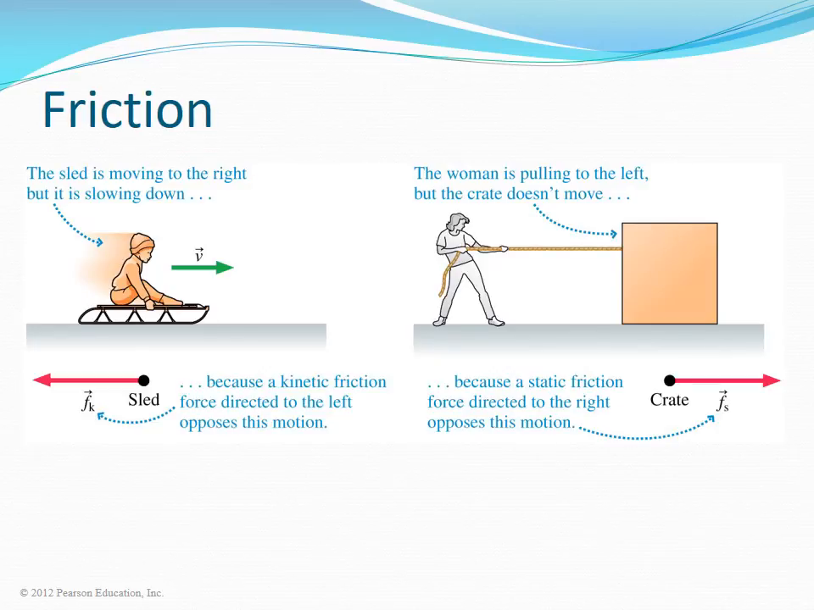In the figure at left, the motion is to the right. The direction of kinetic friction is always opposite the direction of motion, and therefore to the left. In the figure at right, the crate is not moving. The woman is pulling to the left. The direction of static friction is opposite the direction the crate would move if it were allowed to move, and must point to the right.